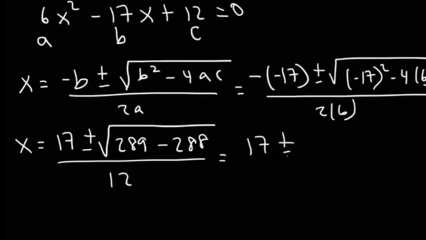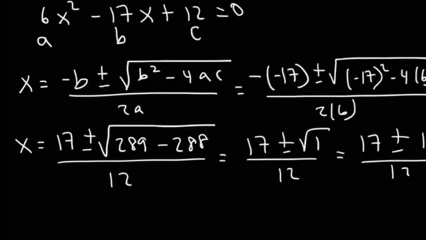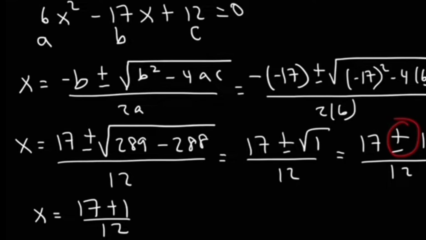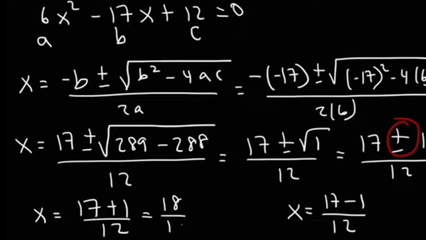Inside the square root symbol, we have 289 minus 288 equals the square root of 1. The square root of 1 is 1. We have 17 plus 1 over 12. At this point, we have the plus and minus symbol. We can have two answers. One answer is 18 over 12. The other is 17 minus 1, which is 16 over 12.